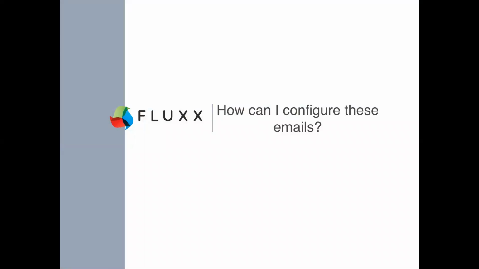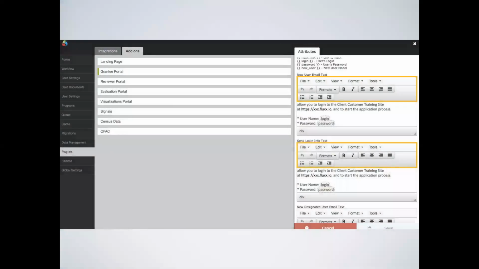Now, how can you configure these emails? All of these emails have a section that is called the text editor, as indicated by the annotations on the screen. The text editor is a formatting tool for text, images, and tables. It works similarly to WordPad or TextEdit. For more information on all the text editor functions, make sure to keep an eye out for our future Styling Your Forms Flux webinar.